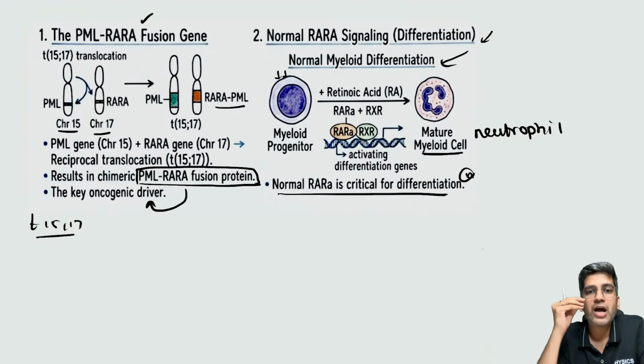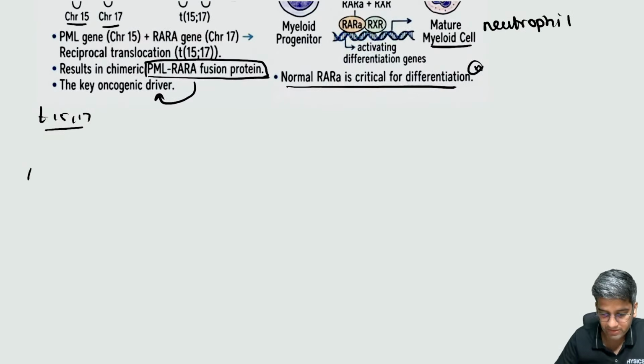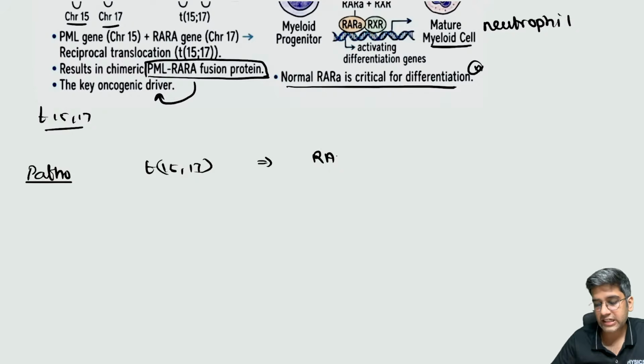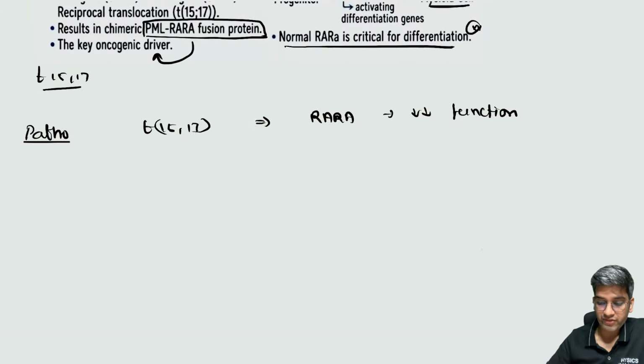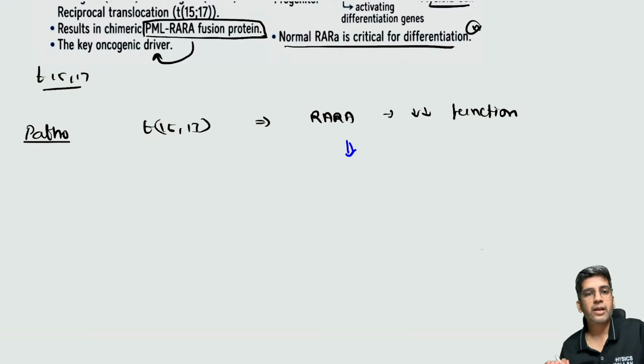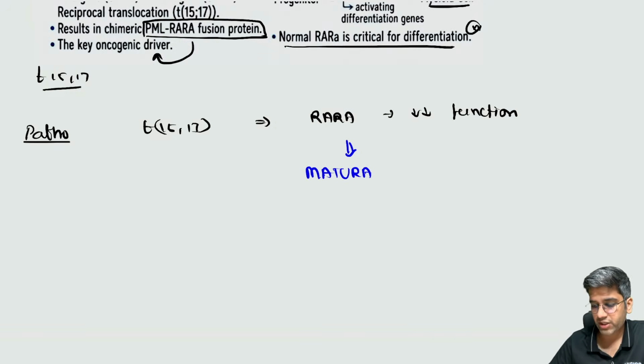Now let's assume I don't have normal RARA. Because of this translocation, now comes our pathogenesis. Because of the translocation 15-17, the retinoic acid receptor alpha is going to have a reduced function. It's not going to work properly. Retinoic acid receptor alpha is not going to help in differentiation. Because of this, the only word which an examiner will look for in APML is something called a maturation arrest. If you write this word, that's more than enough for me, right?